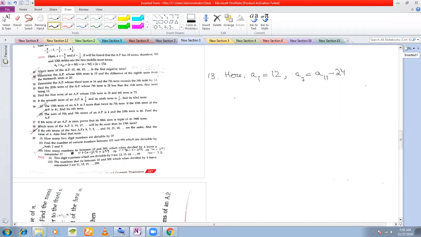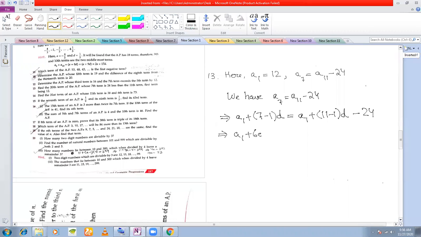How do you find out the common difference? We start with this relation: A7 is equal to A11 minus 24. A7 here is, according to the formula, A1 plus 7 minus 1 into D. And A11 is A1 plus 11 minus 1 into D, and you have minus 24 as it is. So that means you have A1 plus 6D is equal to A1 plus 10D minus 24.